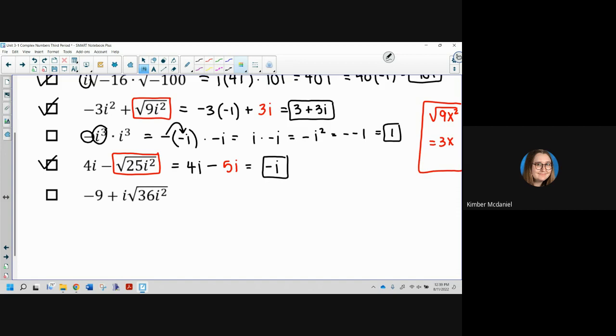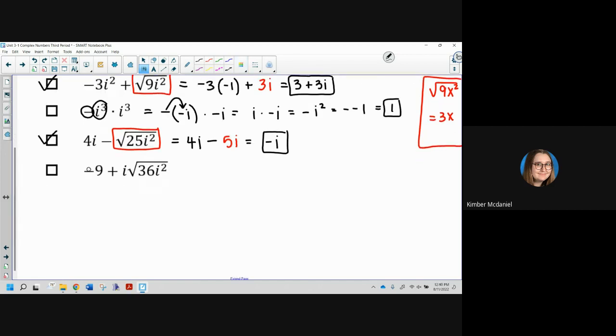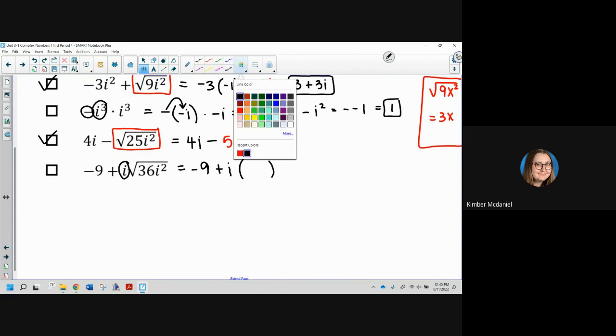Last answer choice. And again, if you feel like you can do it, be my guest. But for this last answer choice, we have negative 9 plus i times the square root of 36i squared. Remember, left to right. We can't do anything with the negative 9, so we're just going to bring it over. Plus i, because we've got this i in front of this radical now, we're going to put in parentheses what the square root of 36i squared is. So, Justin, what is the square root of 36i squared?